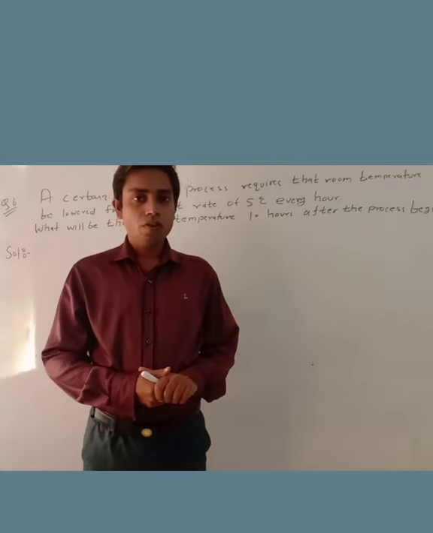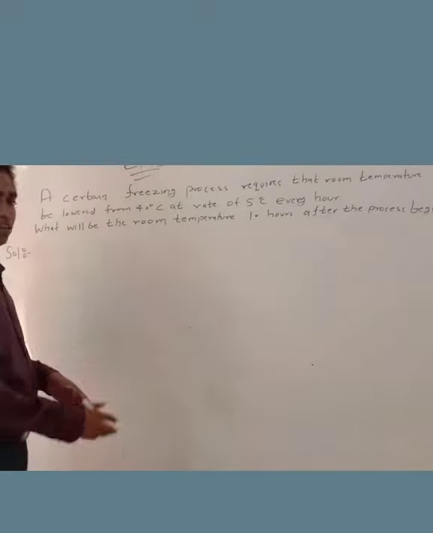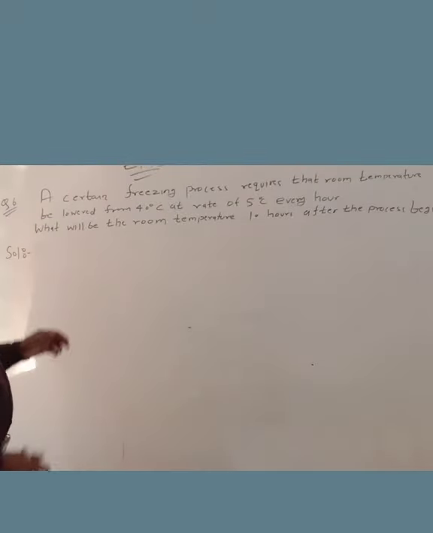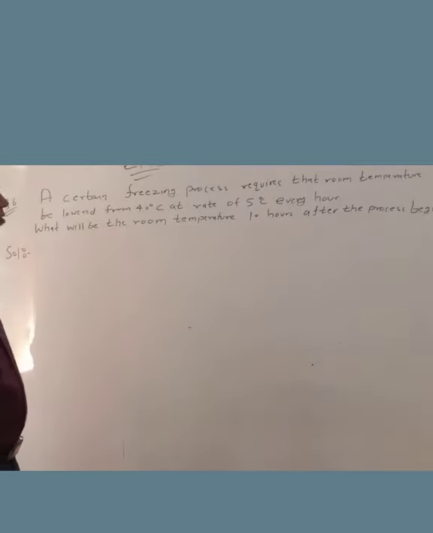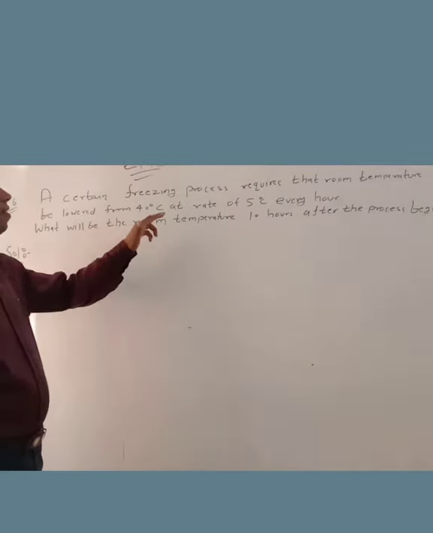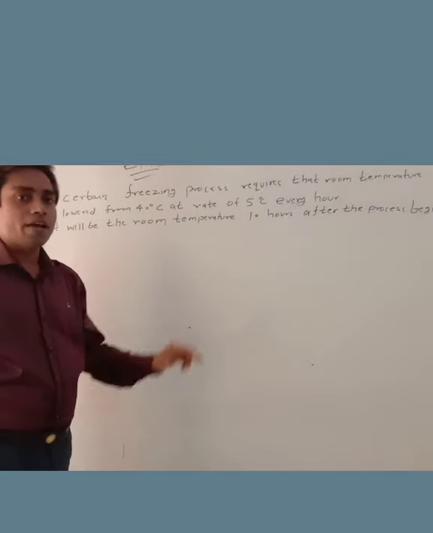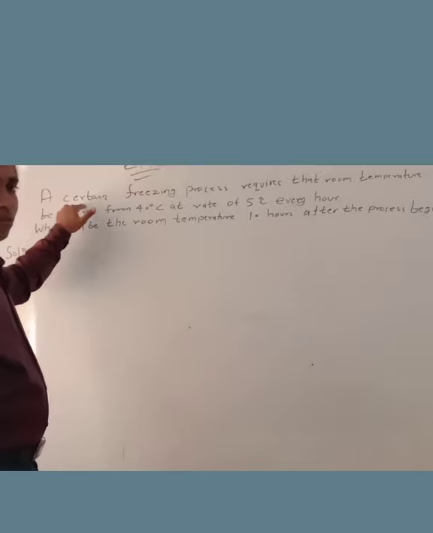Today I am going to begin with exercise 1.3 question number 6. Let us see, my dear students, how to do it. A certain freezing process requires that room temperature be lowered from 40 degrees Celsius at a rate of 5 degrees Celsius every hour. What is the meaning of this sentence, my dear students?